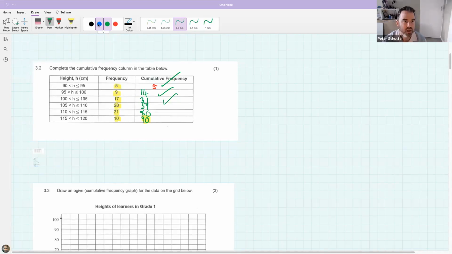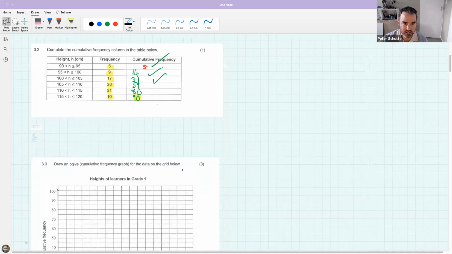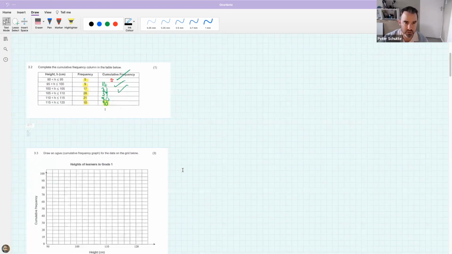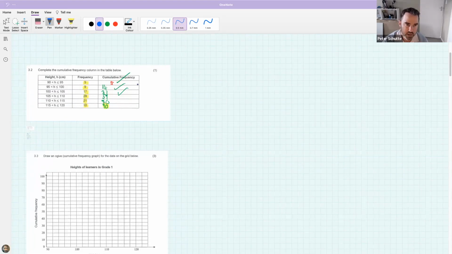Okay, now we are going to draw an ogive, or cumulative frequency curve. And so to do that, I need points on the grid. And what I remember the theory saying was that for my point, I needed to have a point at the end of the interval. So that's going to be 95 is going to be the point, and then 100, 105. That's going to be what I use.